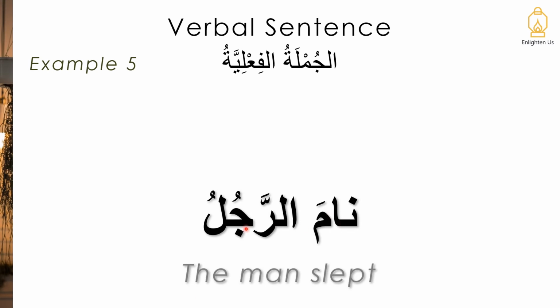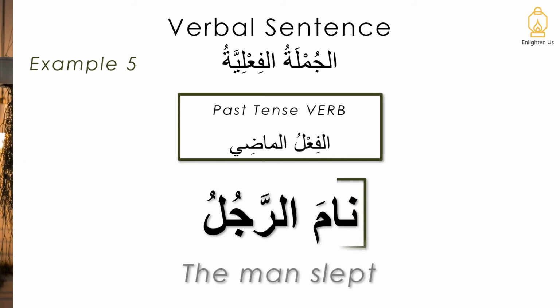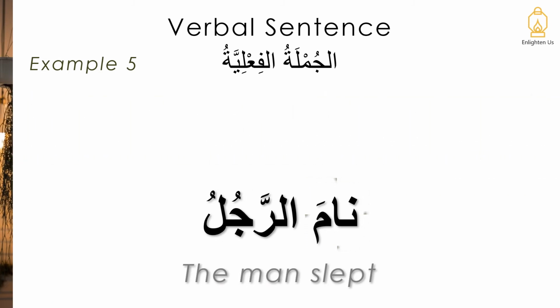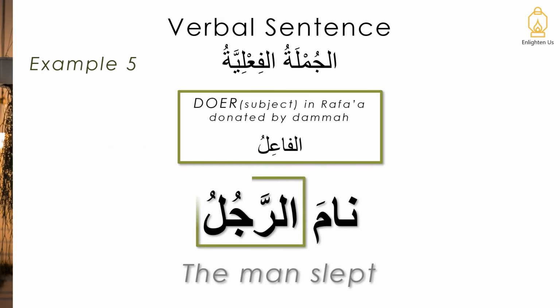We've got nama rajulu, the man slept. Nama is our fi'l. Ar-rajulu is our fa'il. And again, we know that it's a fa'il because it's in rafa, and the rafa'ness of this particular word is denoted by the dhamma. What's really interesting in this particular example is that there's actually no maf'ul. It's not needed, so we don't have it.